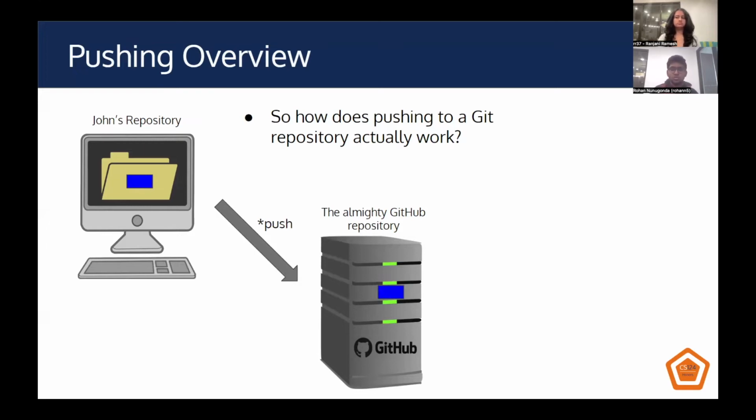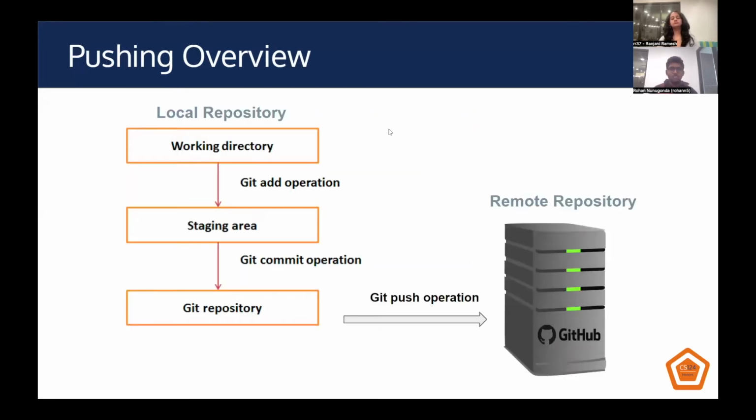So how does pushing to a Git repository actually work? So here we have two different things, right? We have our local repository. The local repository is what was on John's computer. It is the code that is running on his machine. The other thing that we have is the remote repository. So this is on GitHub. This is where we're storing John's code. So GitHub is essentially a way for us to communicate between the local repository and the remote repository.